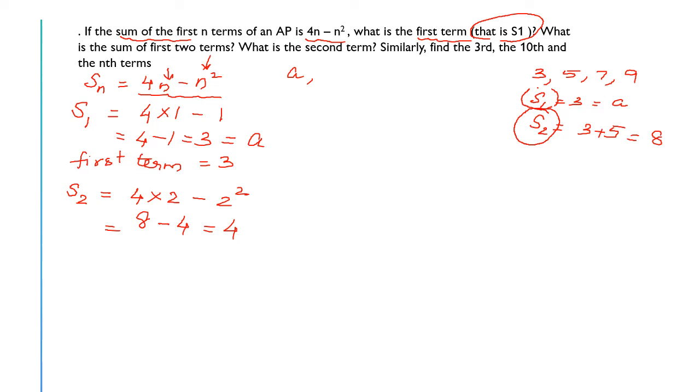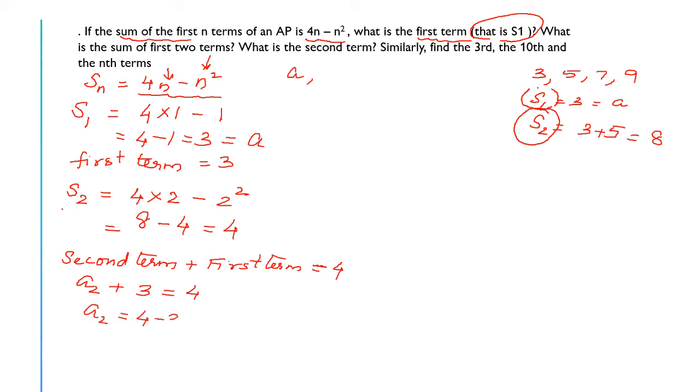Now you have to tell me children, what is the second term? Second term plus first term equals 4. This is what you have to understand. S2 means first term plus second term. So second term A2 plus first term we got as 3 is equal to 4. Now what is second term? Equal to 1. So the AP goes like this.